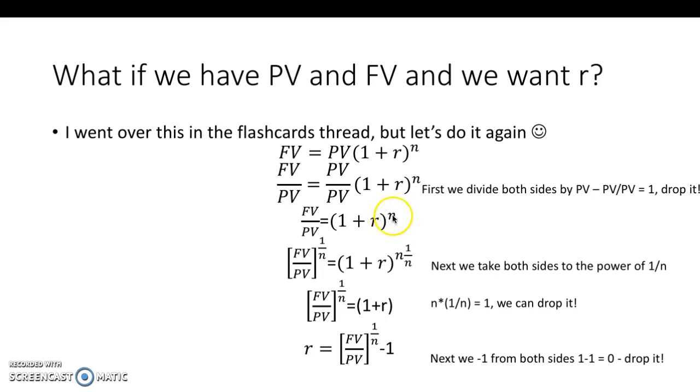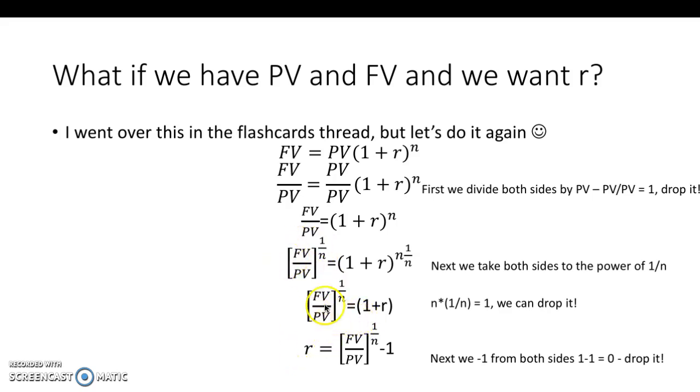Now we need to get rid of this n bit, and that's the tricky bit. So what we're going to do is raise both sides to the power of 1 on n. So we've got here on this side n times 1 on n, which is really the same as n on n, which is equal to 1. So we can drop that bit. On this side we have the future value over present value, to the power of 1 on n. Note where the brackets are, so that applies to all of it.